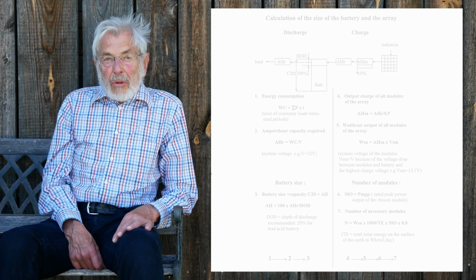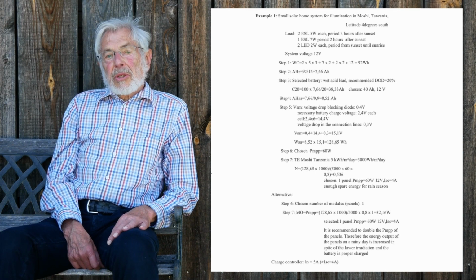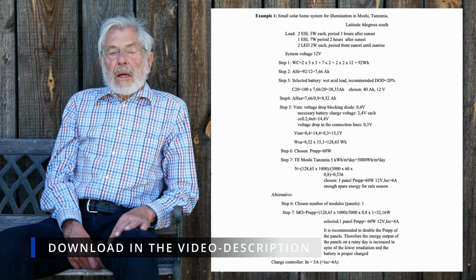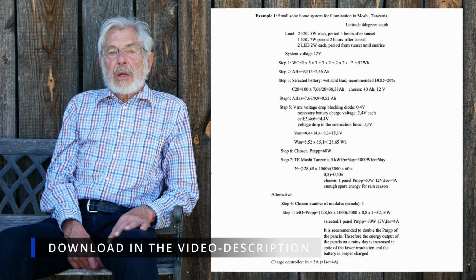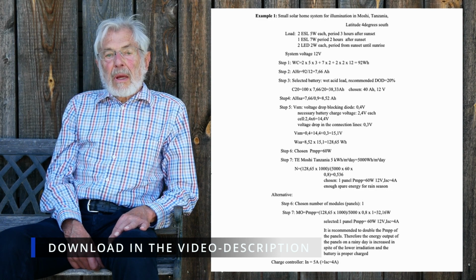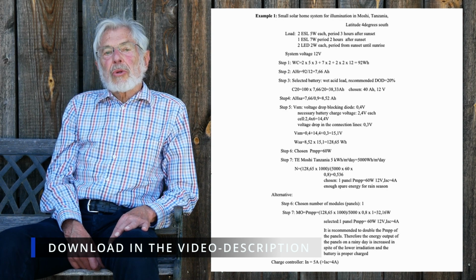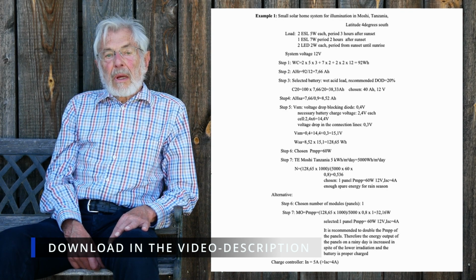Now 2 examples. The first system is a small solar home system calculated for Moshi in Tanzania. There is only electrical consumption during nighttime, and you can follow the steps we have discussed before.